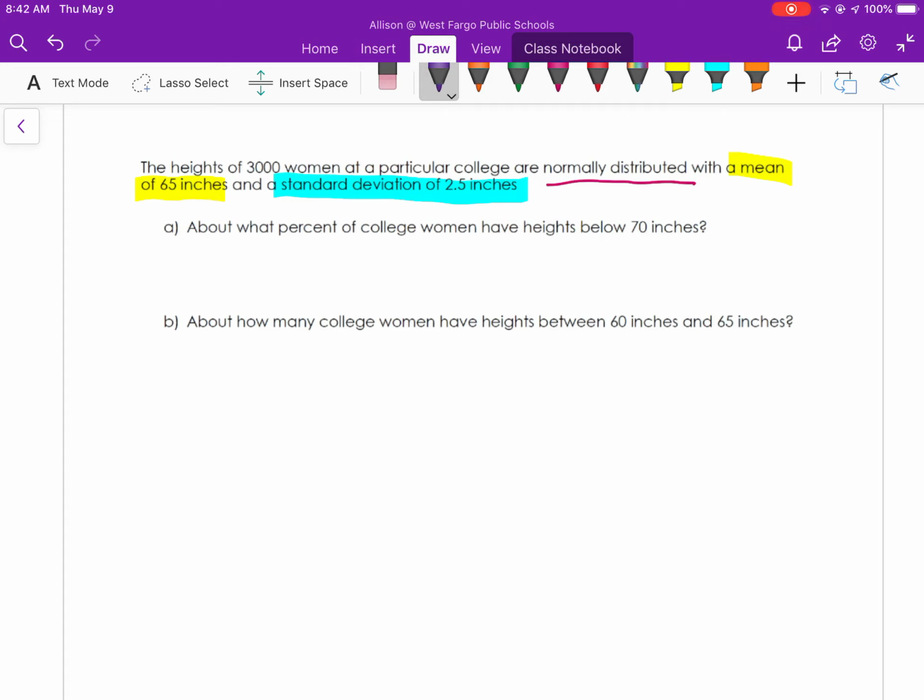So what percent of college women have heights below 70 inches, and about how many college women have heights between 60 and 65? So we are going to draw the normal curve out first and then use it to answer these questions. I'm going to try one more time as best I can. Try not to make it too small.